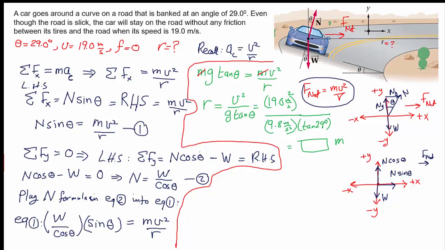Why? Because you have meter squared over second squared in the numerator, divided by meter over second squared, which means you are multiplying by second squared over meter. Second squared will cancel out with second squared, and the meter squared will cancel with the meter, and you get the answer in meters.